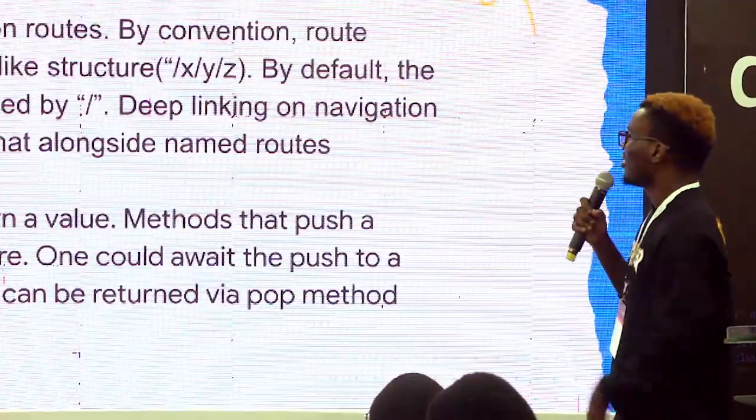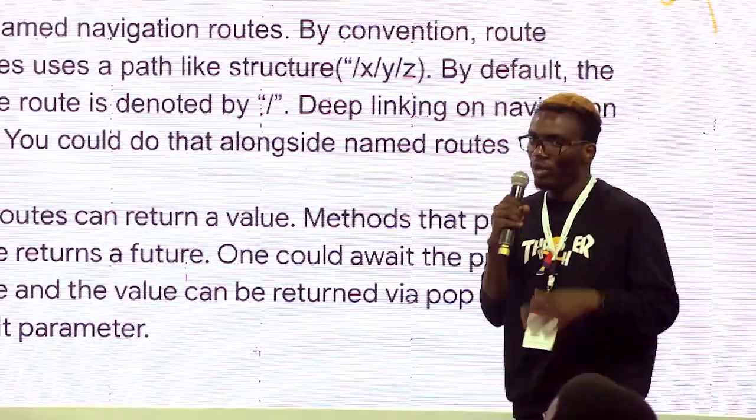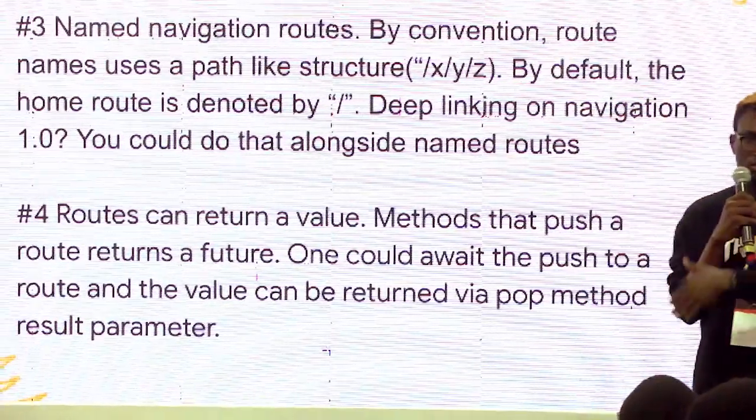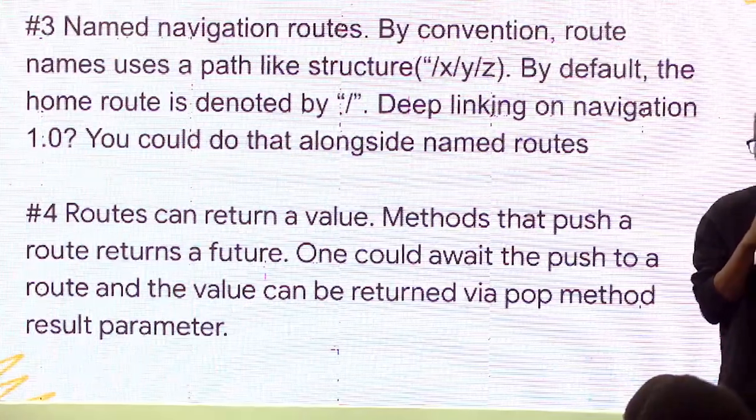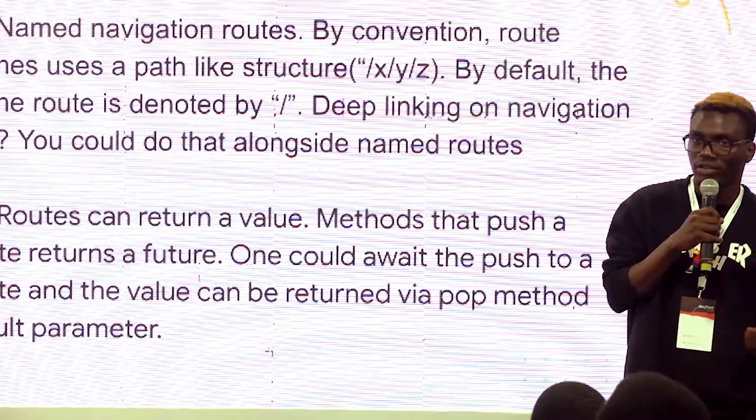Question. So item 4, we said routes can return a value. When you check your Navigator.of push, right, it's like some feature that you can await. So you can decide to await a screen, right? And get the value when the user passes back.